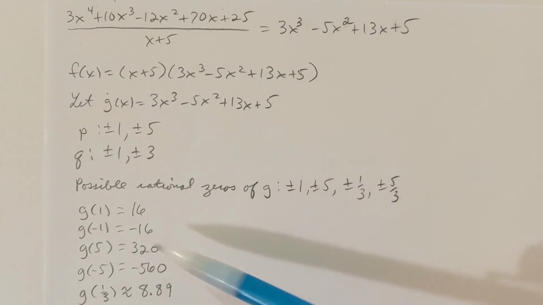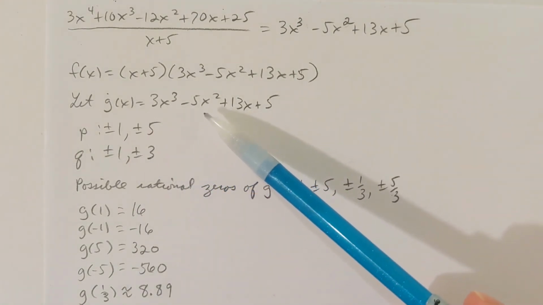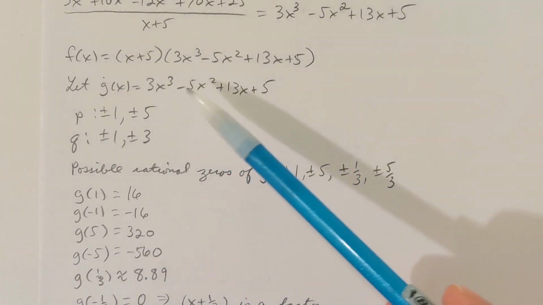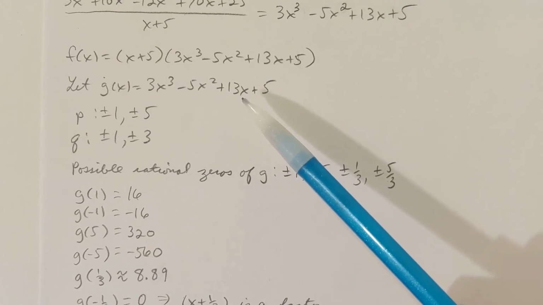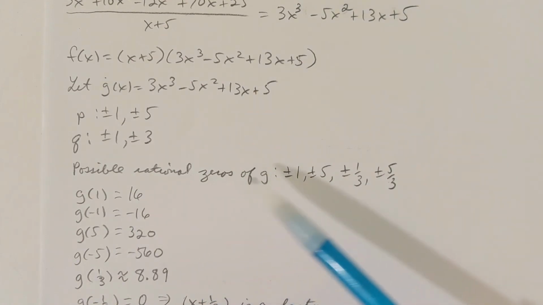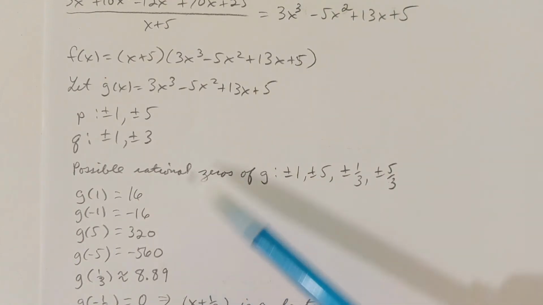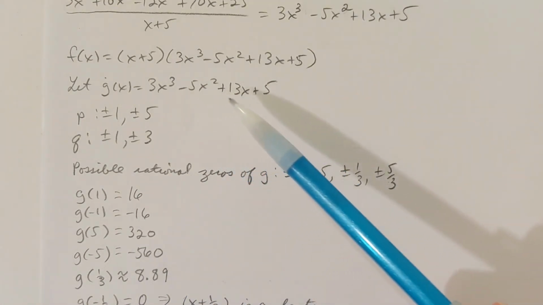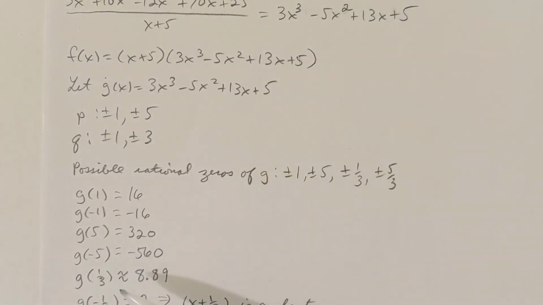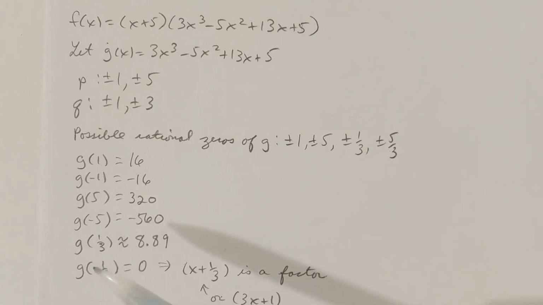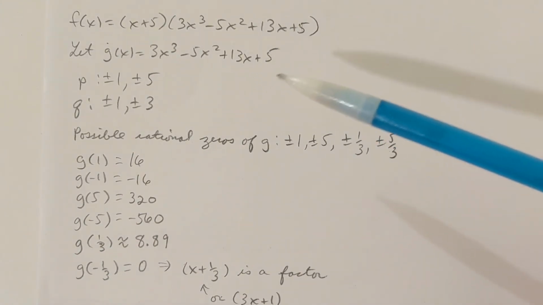Okay, if I plug 1 into g, then I get 16. 3 minus 5 is negative 2, plus 13 is 11, plus 5 is 16. g of negative 1 gives me negative 16. g of 5 gives me 320, if I were to check that. g of negative 5 gives me negative 560. g of 1/3 gives me approximately 8.89. Okay, g of negative 1/3 gives me 0.